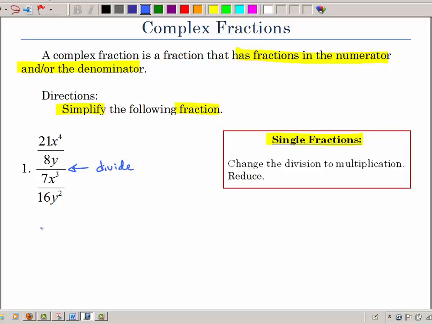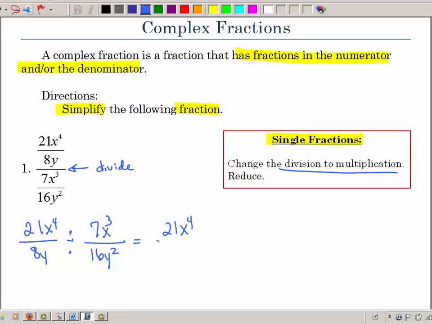So really what this problem is 21x to the fourth over 8y divided by 7x cubed over 16y squared. Well, just as we've learned back in elementary school, if you have division of fractions, you want to change that to multiplication. So we're going to change our division to multiplication. So we're going to have 21x to the fourth over 8y times 16y squared over 7x cubed. Now we're going to reduce.